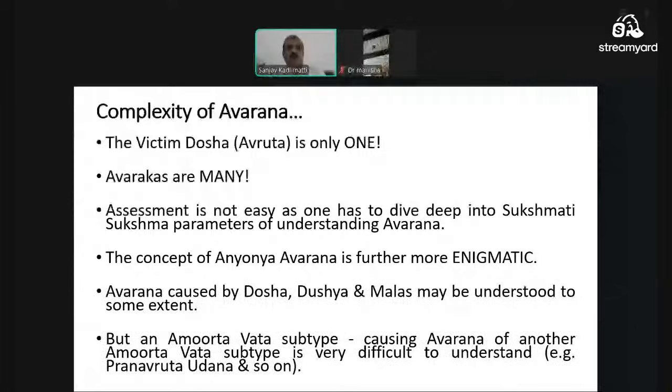Now the concept of unknown Avarana is further enigmatic. I always ask my students the question: see, balloon and air understood. How can one air do the Avarana of another air? Both are amurta. Both are not visible. Both are not existing. Only their functions are felt. So this unknown avarana, I use the word enigmatic because it is very complex, as you cannot imagine one amurta tattva doing the avarana of another amurta tattva.